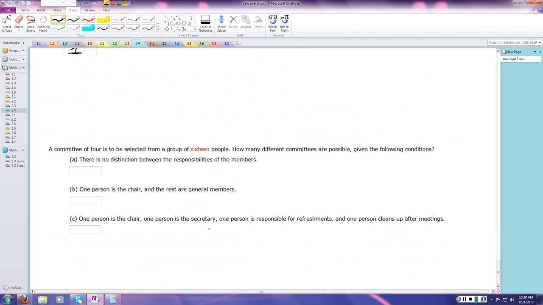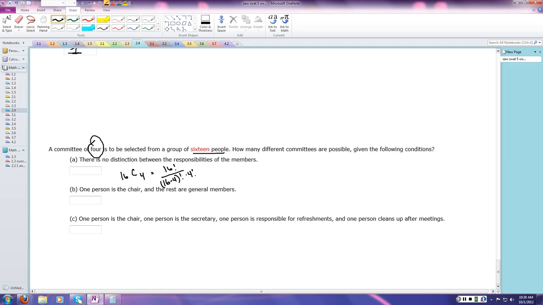So this is the last one I'm going to do from this section, and it's interesting because in the last one, the order is important. So I want to pick 4 people from 16. No distinction on the possible members. So this is just going to be 16 combination 4. I'm picking 4 people from 16. It doesn't matter what order I pick them. So 16 factorial over 16 minus 4 factorial times 4 factorial. That will give you your answer.